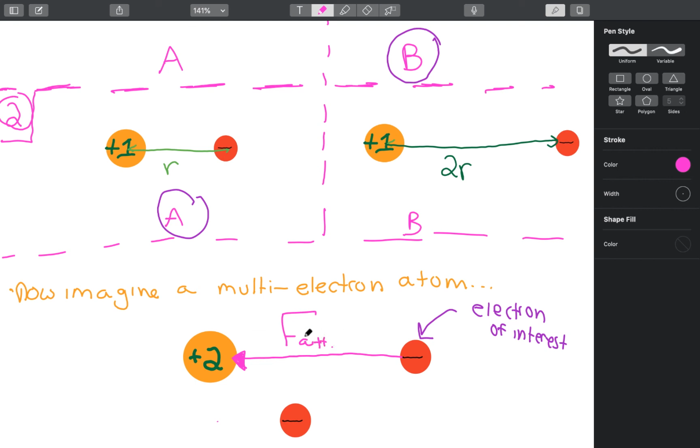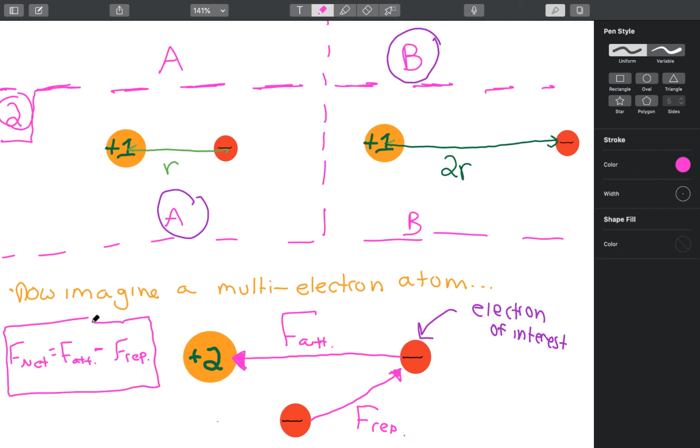So let's just symbolize it as that. This is our force of attraction. However, we also have this electron here. This electron is going to repel our electron of interest because like charges repel each other. So therefore, we're going to put a little arrow pointing this way, indicating that it is repelling our electron away from the nucleus. So this is our force of repulsion. So the net force acting upon our electron of interest would be equal to our force of attraction minus our force of repulsion.